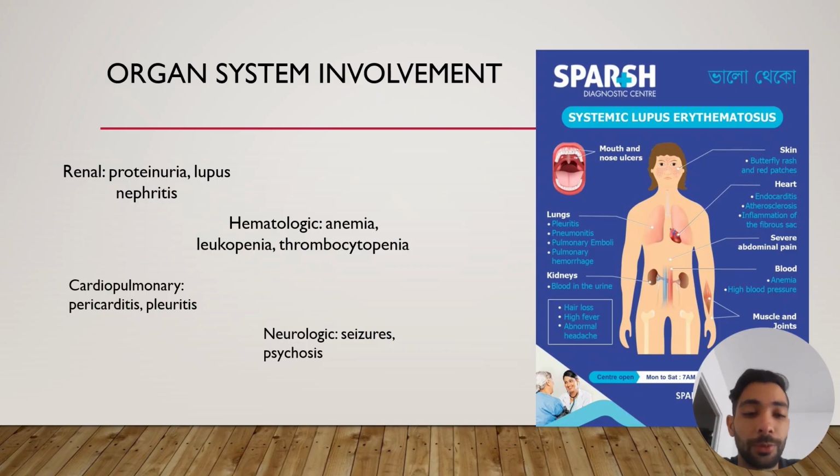Organ system involvement. In addition to mild symptoms, SLE can involve major organ systems. Renal involvement, or lupus nephritis, is one of the most serious complications and may present as proteinuria or abnormal urinalysis findings. Hematologic abnormalities such as anemia or thrombocytopenia are common. Cardiopulmonary manifestations may include pericarditis or pleuritis, and neurologic involvement can present as seizures or psychosis, indicating severe disease.